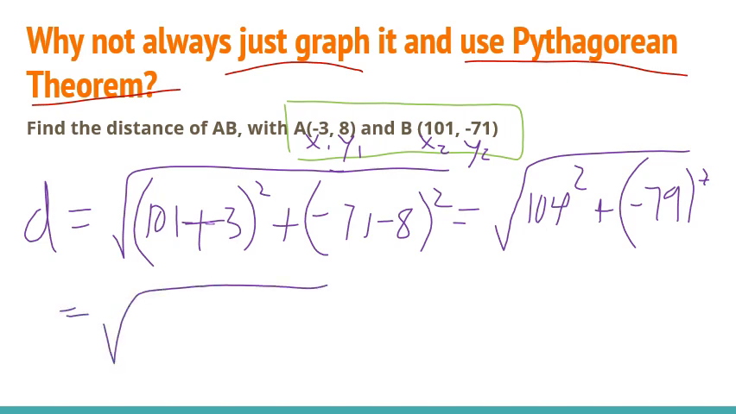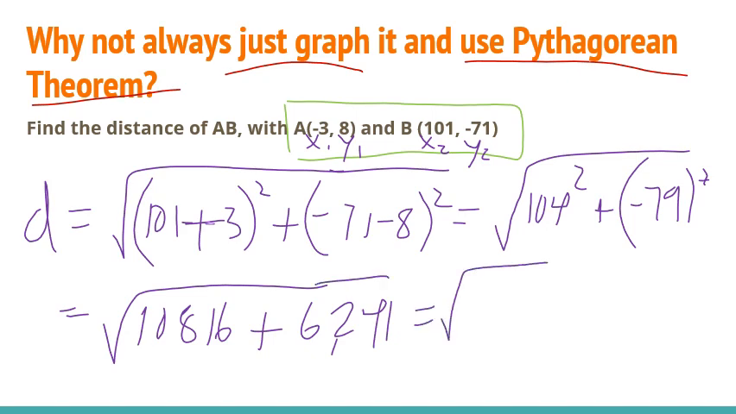So squaring 104, that's going to give us 10,816. Squaring negative 79 is going to give us 6,241. All right, so adding those together, we get 17,057. So the distance between these points, since it's such a big number, we want to round it, is approximately 130.6 units. So that's why we want to have the distance formula in our pocket as well. We can find the distance between any 2 points no matter how far apart they are.